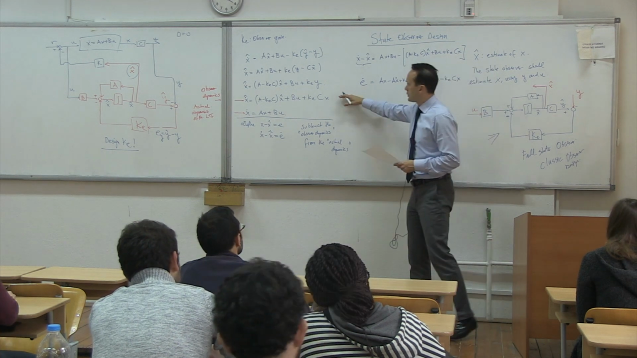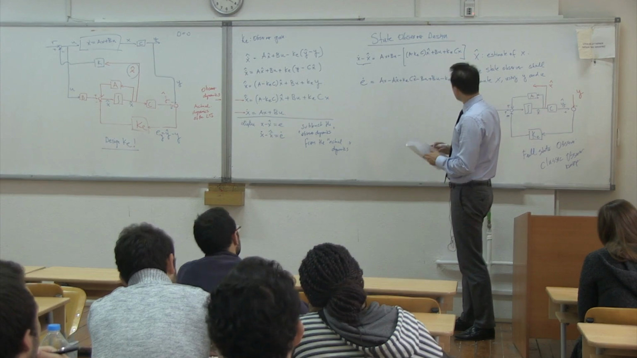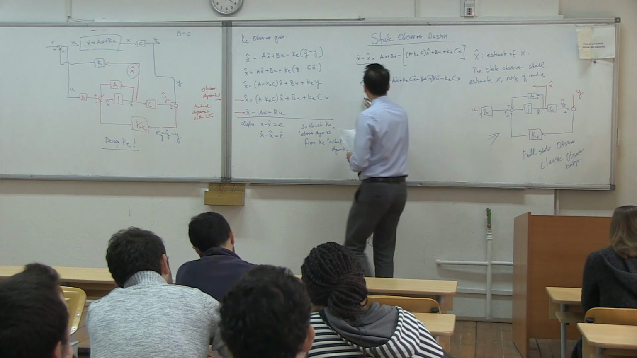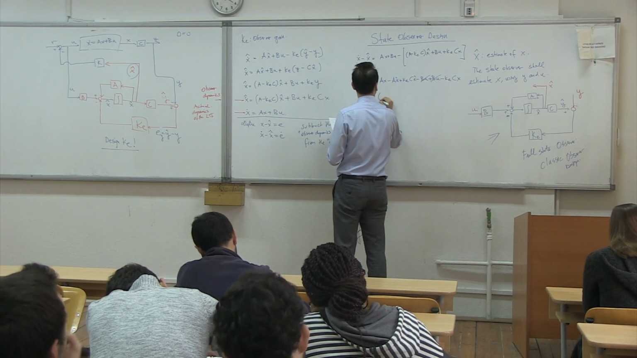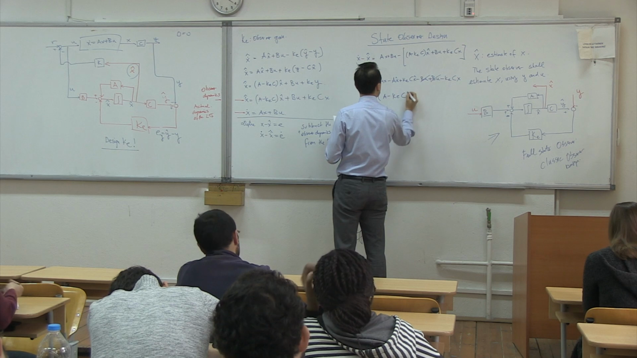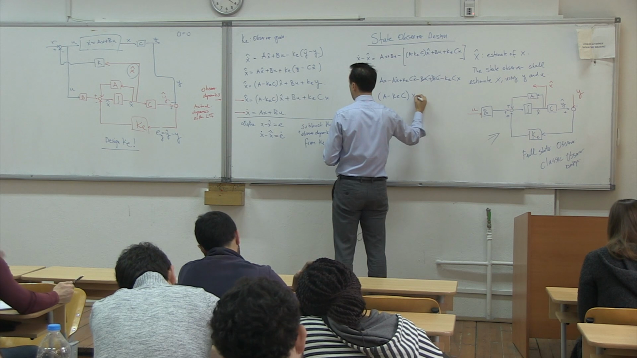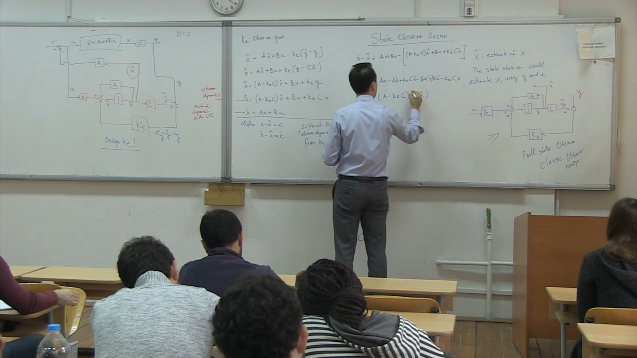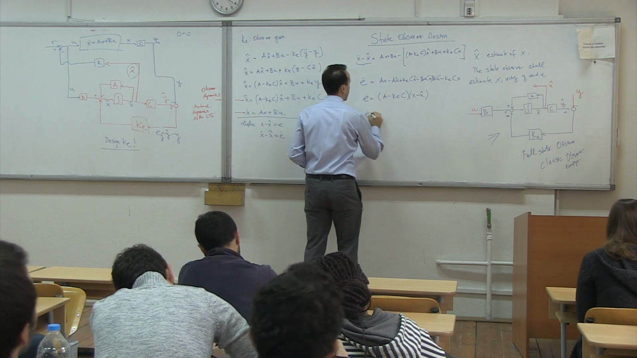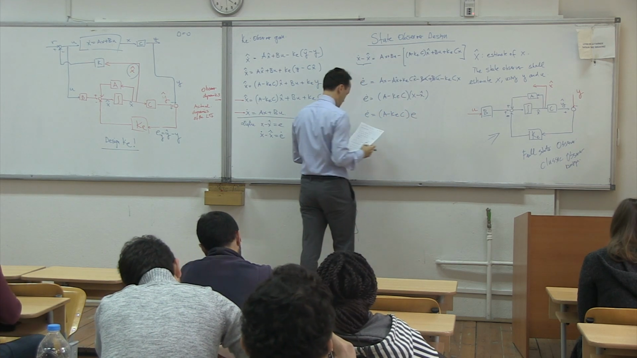Okay, subtracting this from that. So this will go, and you will have e dot is equal to (A minus KeC) times (x minus x hat). And you will have e dot is equal to (A minus KeC) times e.